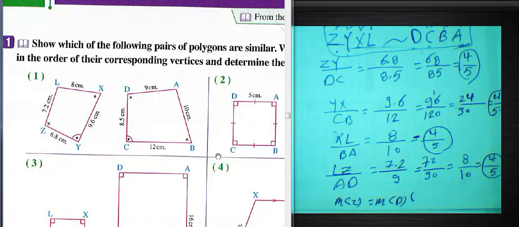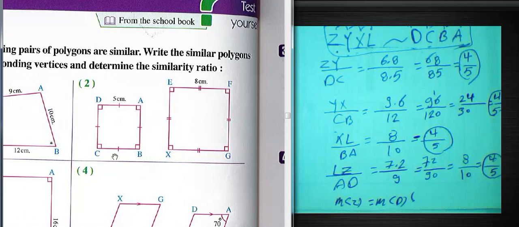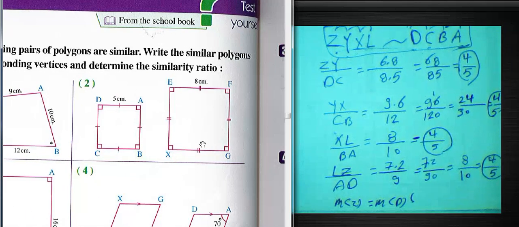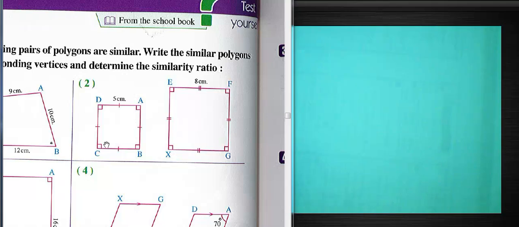Second question. Look here, we have two squares. Look at angle C and angle B of the squares. All angles are equal in measure, and the measure of each of them equals 90 degrees. So the first square is similar to the second square. It's easy for you.